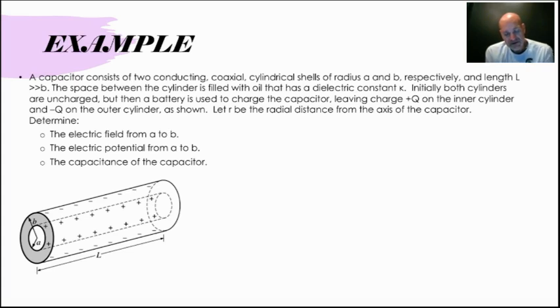So what we're going to do is charge the capacitor. You're going to have a plus Q charge on the inner cylinder and a negative Q charge on the outer cylinder, as shown. And let r be the radial distance from the axis of the capacitor. We're going to determine 3 things: the electric field from A to B, the electric potential from A to B, and then the capacitance of the capacitor. Now, A to B, even though it's shaded, sometimes in questions that signifies a conducting material. That's actually the oil. The thin shells there are the actual conducting material.